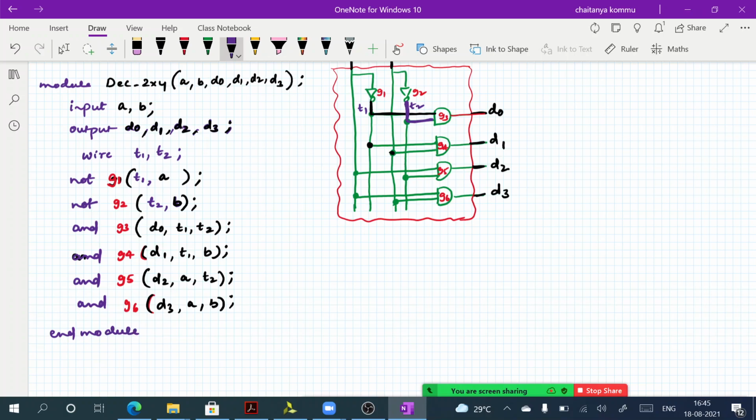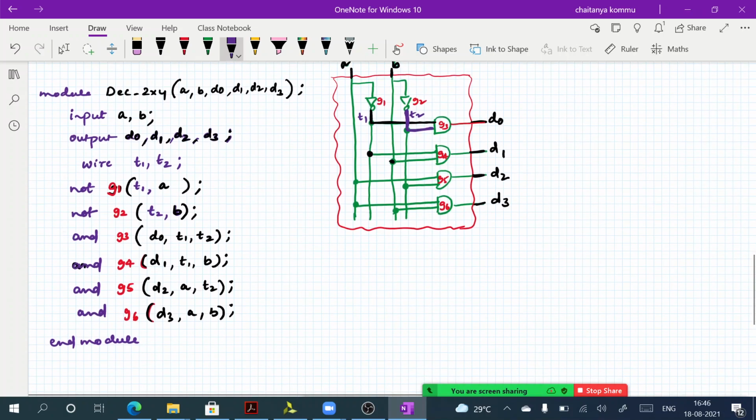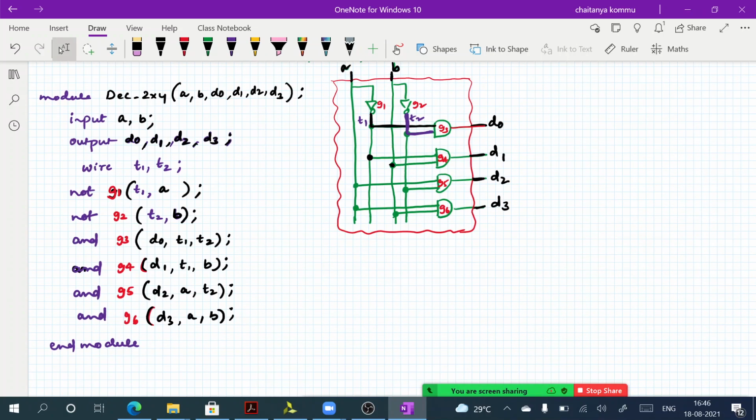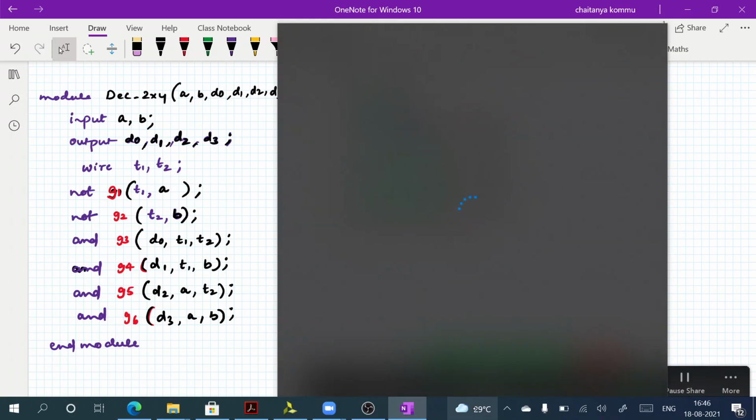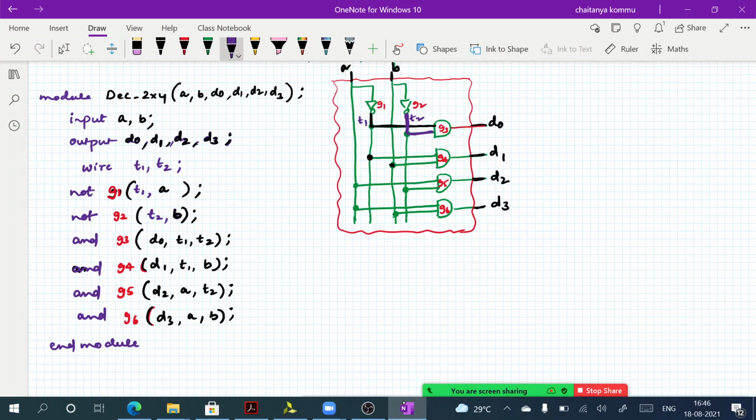Is it clear to all of you? How do we write the 2x4 decoder using gate level modeling? Very simple. Please look at it once. If you have any problem, please let me know.